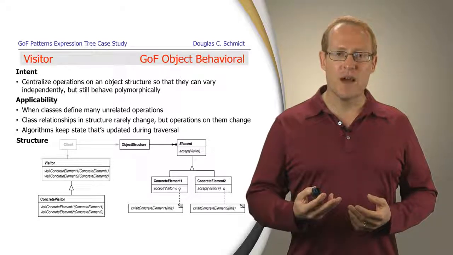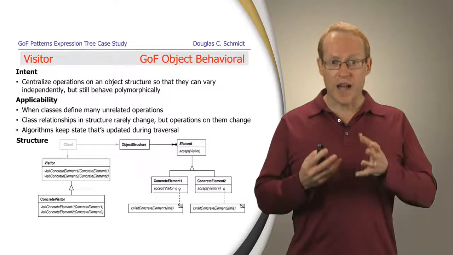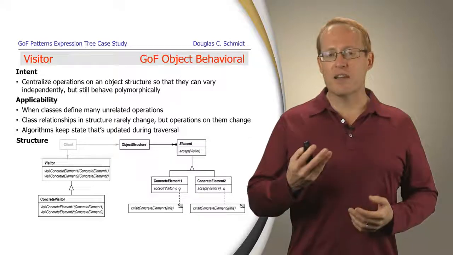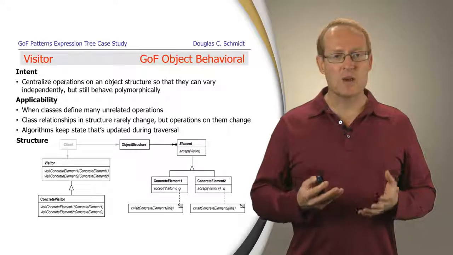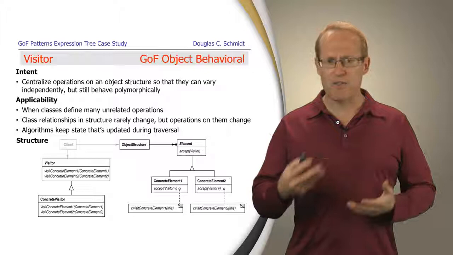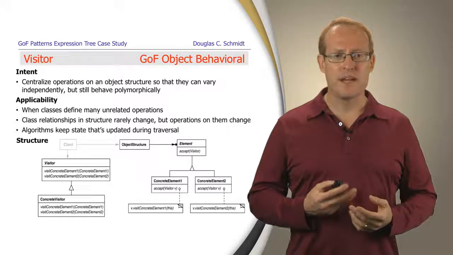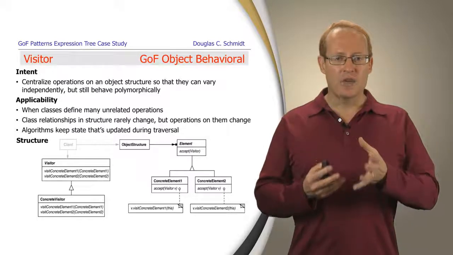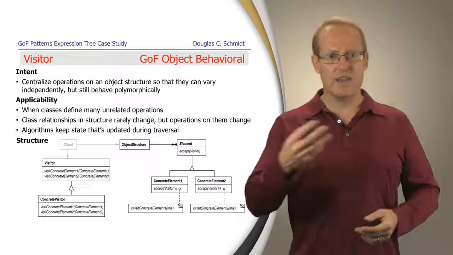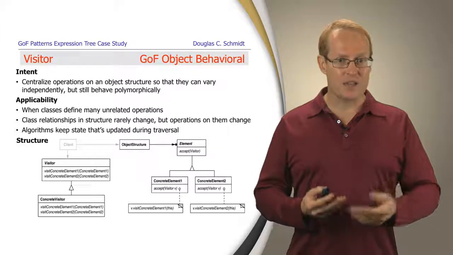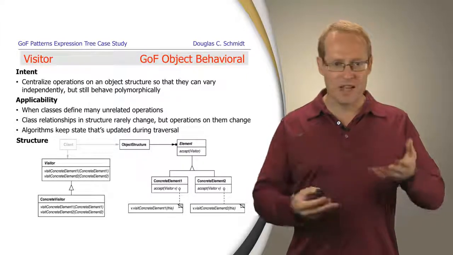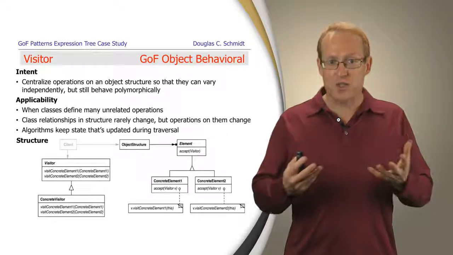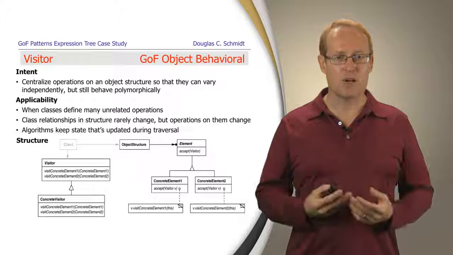The intent of the visitor pattern is to centralize operations on an object structure, such as our composites for our expression tree, so they can vary independently but still behave polymorphically. That's kind of a mouthful, and we'll break it down and look at it in just a second. You might want to apply this pattern when classes define many unrelated operations, so printing, evaluation, semantic analysis, code generation. Those might be all different kinds of operations that aren't really closely related to each other, but they all happen to work on expression trees or on various kinds of composite structures.